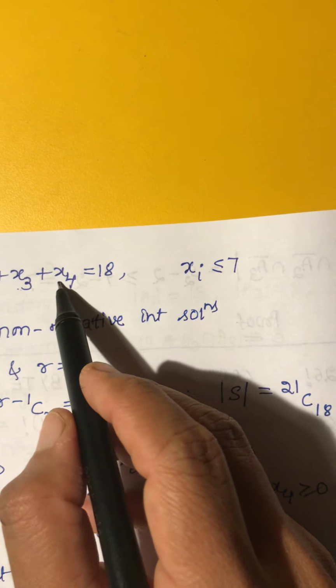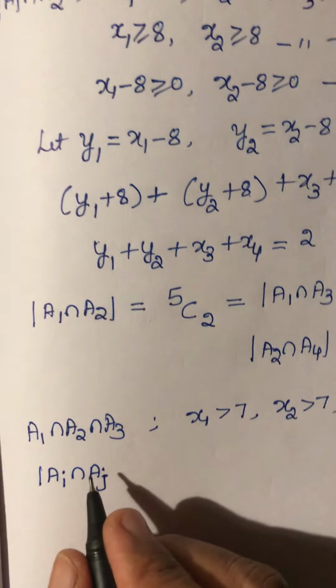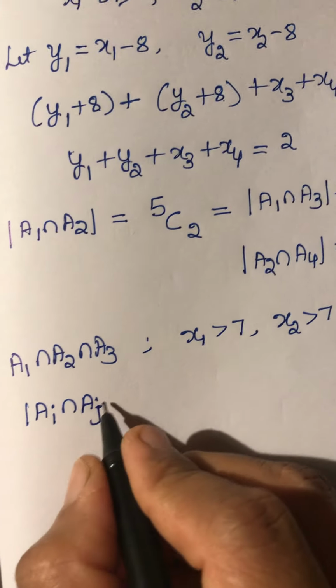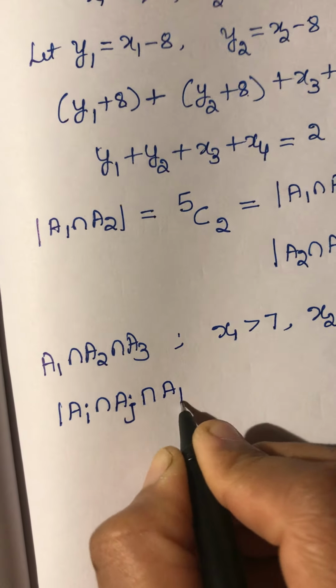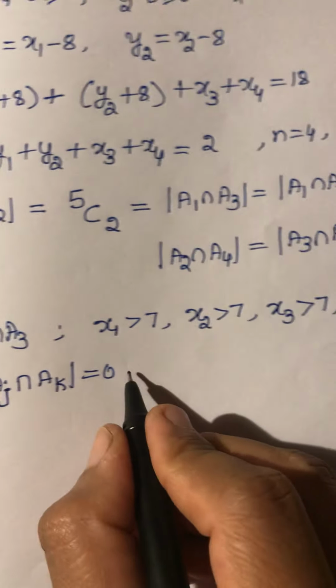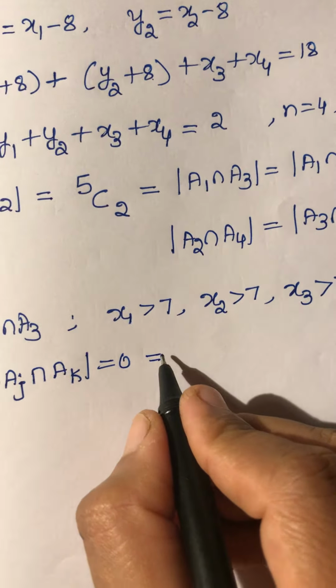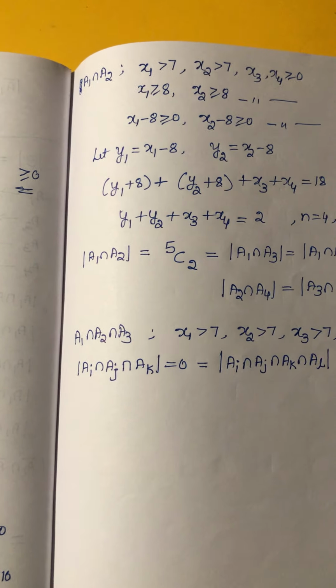So when you take the intersection of three sets, whether A1, A2, A3, A1, A2, A4, A2, A3, A4, none of them are possible. So Ai intersection Aj intersection Ak is not possible. Similarly, even the intersection of 4, that means all the 4 are greater than 7, even that's not possible. Ai intersection Aj intersection Ak intersection Al, even that is 0.